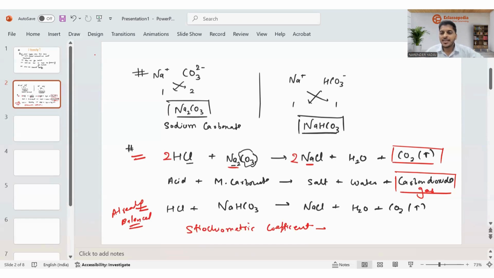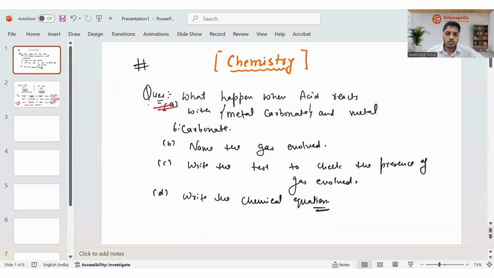So we can easily understand that the gas evolved is CO2 and the reaction is salt plus water plus carbon dioxide. So that was our first question: what happens when an acid reacts with metal carbonate and bicarbonate? The second was: name the gas evolved, and we have discussed the gas evolved is carbon dioxide gas. The formula is CO2. Easy to understand.